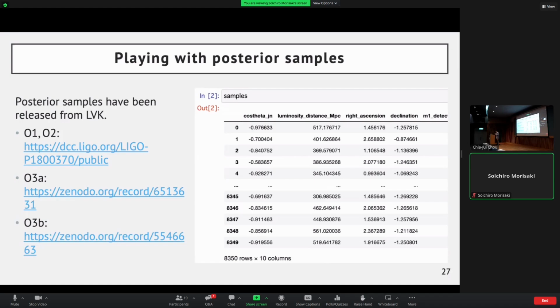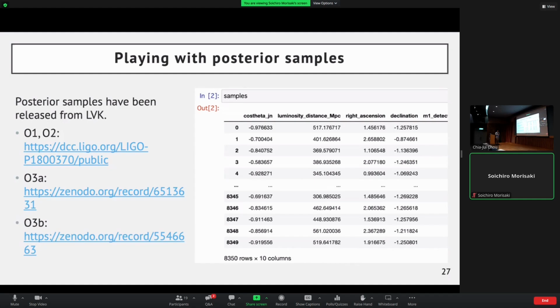In the final few slides, I would like to briefly introduce how you can deal with the posterior samples produced by parameter estimation analysis. So firstly, I would like to let you know that for a simple study, you don't even need to do parameter estimation, but you can just download the publicly available posterior samples produced by the collaboration. The posterior samples for CBC signals detected during the previous observing runs are available through this link.